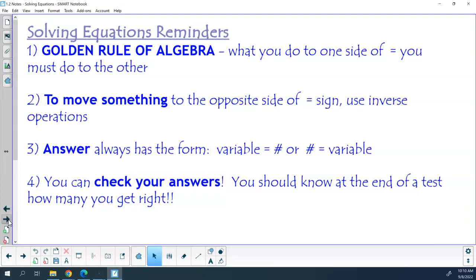Rule number 2, or reminder number 2: if we're going to move something to the opposite side, we've got to do the opposite. We're going to use inverse operations. So if we want to move an addition, we've got to subtract. If we want to move a multiplication, we've got to divide, and vice versa. If I want to get rid of a power, I've got to take a root. If I want to get rid of a root, I've got to take a power.